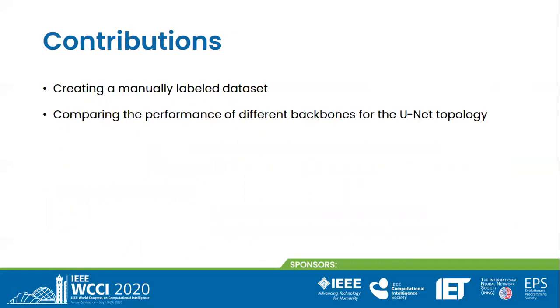Our main contributions in this paper are creating a manually labeled dataset consisting of 244 thumbnails chosen from the publicly available TCGA dataset, which stands for the Cancer Genome Atlas, as well as comparing the performance of different encoders as the backbone of unit topology for the tissue segmentation task, and proposing a tailored algorithm for this problem.